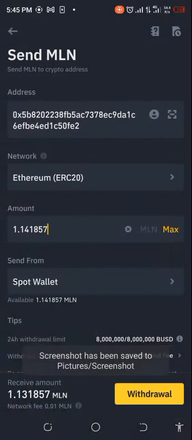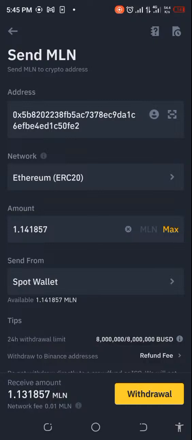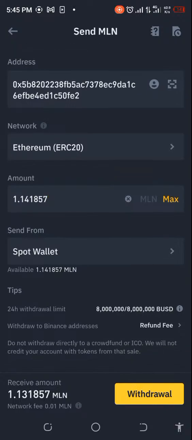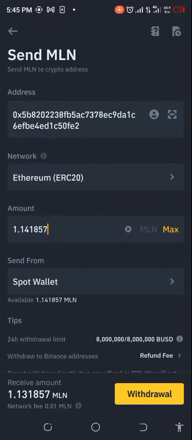So we're going to see 1.13. That is fine. It was 1.14, but they've taken out 0.1. So that's fine. Let's go ahead and click on withdrawal.